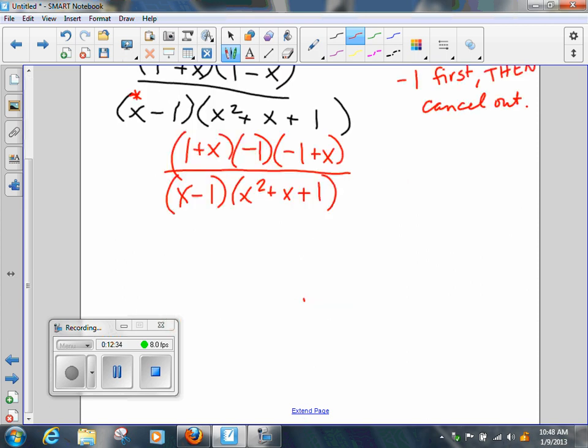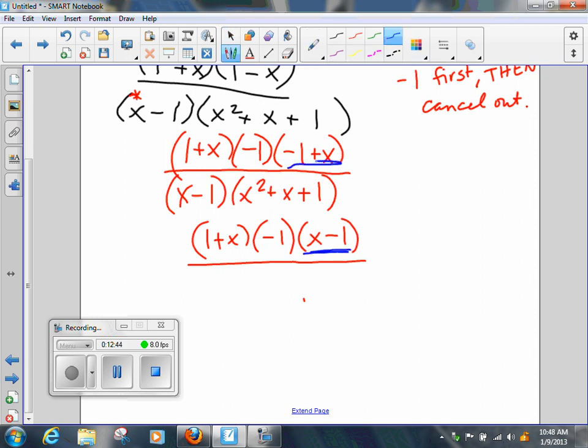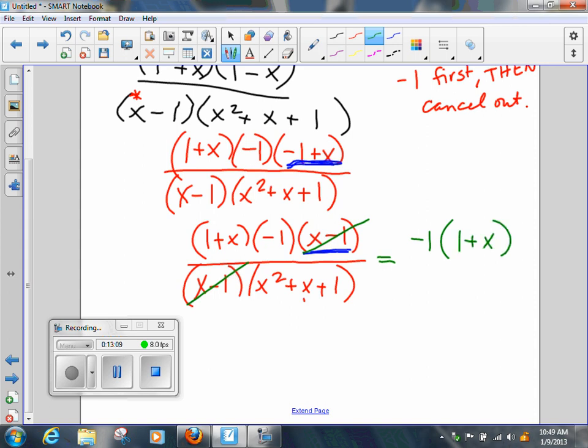Here we go. I am going to rewrite 1 plus x. I've got my negative 1 there, and I'm going to rewrite x minus 1. All I did was rewrite this from here to here. And then what can I do now? Cancel out my x minus 1s. I need them to be exactly the same. And when I write my answer, I'm going to throw my negative 1 out front. I can leave 1 plus x like that, or I can change it to x plus 1.